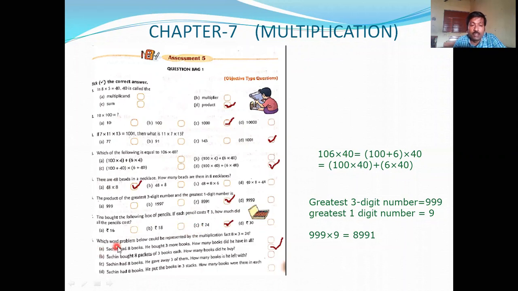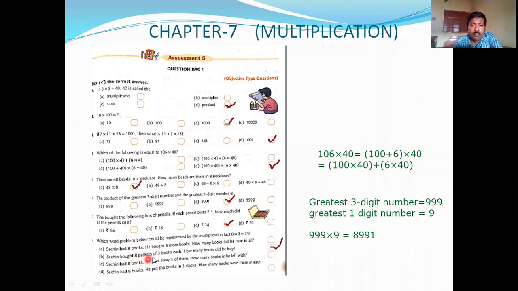Now, which word problem below could represent the multiplication fact 8 into 3 is equal to 24? Sachin had 8 books. He bought 3 more books. How many books did he have in all? So 8 books and 3 more books makes 11. It is not a multiplication fact.